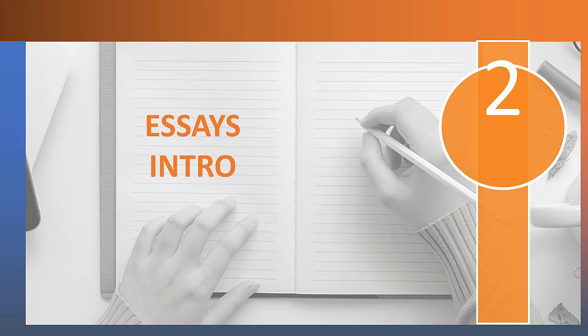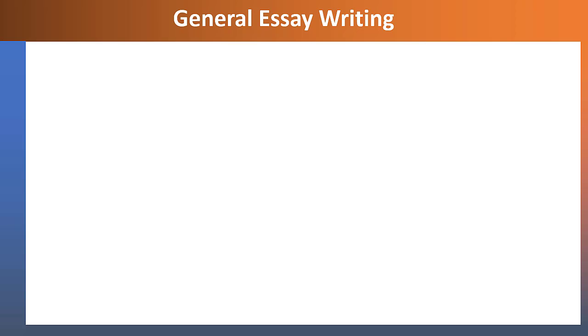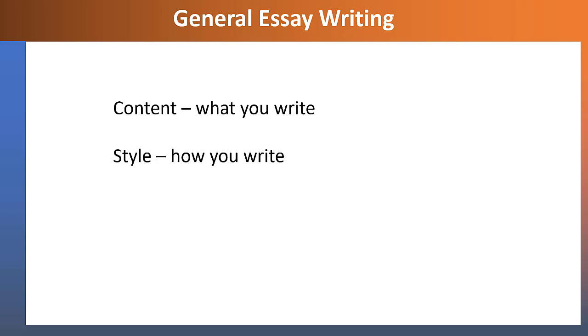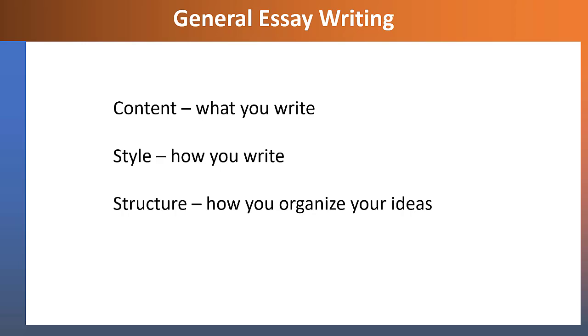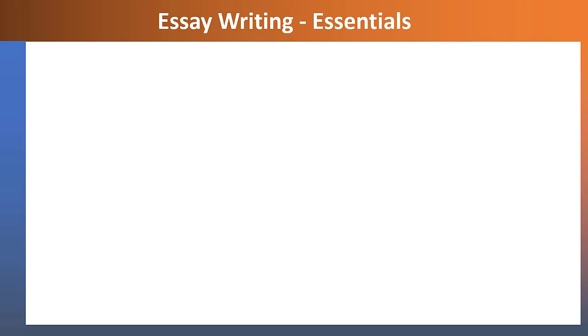Now we know the basics about the IELTS exam, let's look at writing essays in general. There are three areas that we need to think about. The first is the content, which is what you write. The second is the style, how you write it. And the third is the structure, how you organize your ideas. Now, of course, there are many things that make a good essay, and we will study many different important areas in future videos. But today, I just want to show you the absolute most important things that will help you to write a good essay.